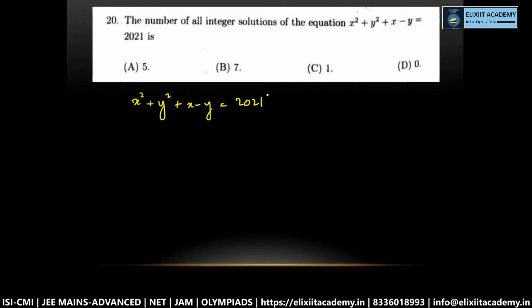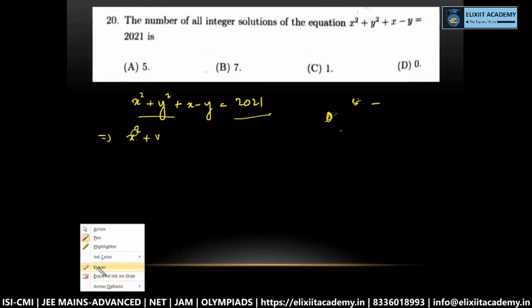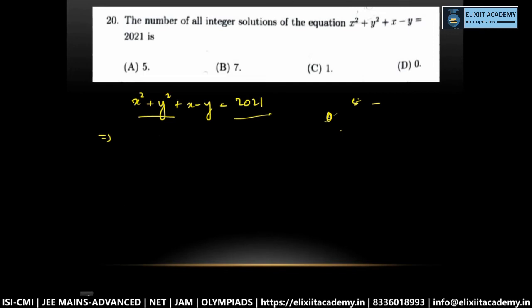There are lots of methods of solving this question. Let's say we have x square plus y square, let's subtract 2xy on both sides. If you subtract 2xy, so this is x minus y whole square, and this is x minus y, right?